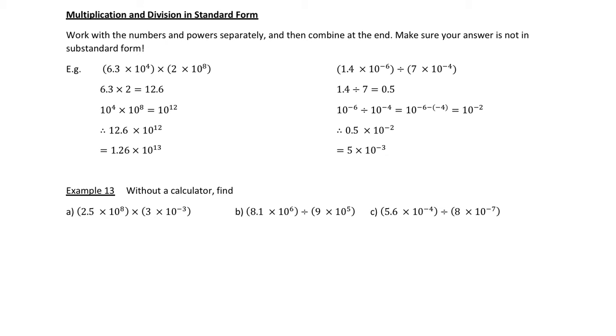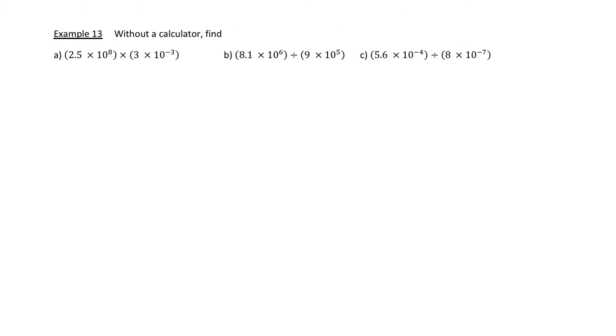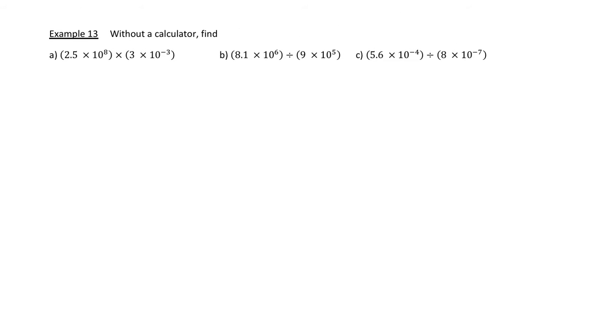Okay, we're going to look at multiplication and division in standard form. So this is very, very easy. So we're going to jump straight to the examples. And it says, without a calculator, find 2.5 times 10 to the power of 8 times 3 times 10 to the power of minus 3.